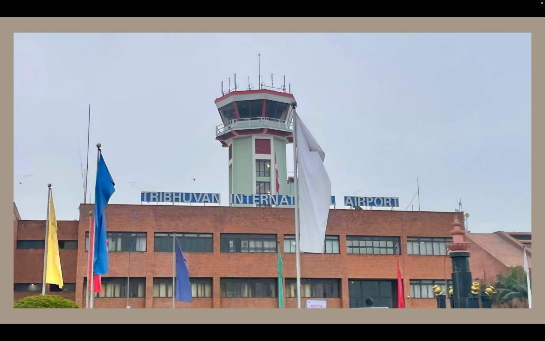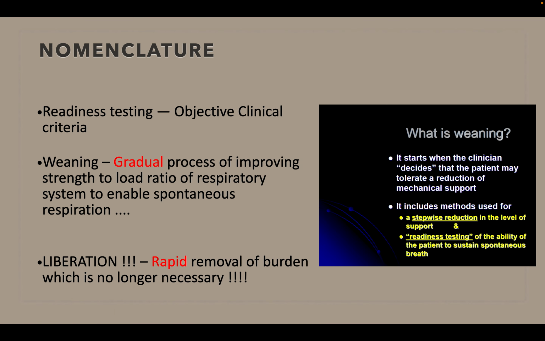So this is a beautiful Tribhuvan International Airport. And coming to the nomenclature, as we all know, if we embark upon this particular subject, we should be well versed with a definitive definition of what is weaning. So, weaning is a gradual process of improving the strength to load ratio of the respiratory system to enable spontaneous respiration. And liberation is a rapid removal of a burden which is no longer necessary.